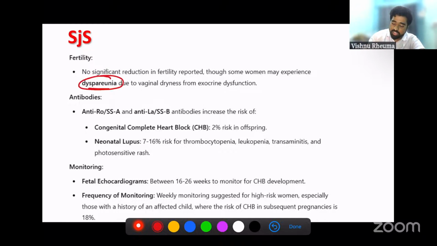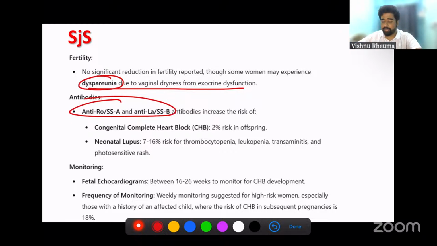Now coming to SJS, again, the main thing that you should remember in SJS is dryness. So dyspareunia can lead to vaginal dryness, and that can cause difficulty in your vaginal deliveries. And the second most important thing is your anti-Ro antibodies that can cause complete congenital heart block. In the first pregnancy, if a mother is anti-Ro positive, there's only a 2% risk. So you're just screening, right? You're not giving any prophylactic therapy. But in the next pregnancy, once a patient already has a history of neonatal lupus, the recurrence risk is around 18%. So then you have to be really, really careful.